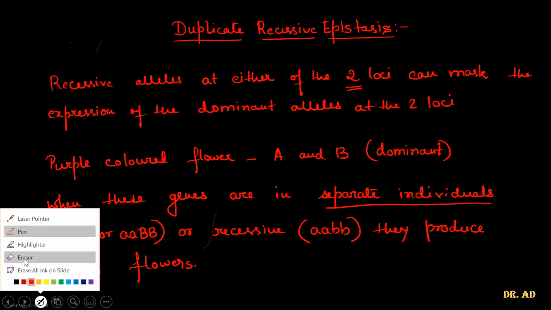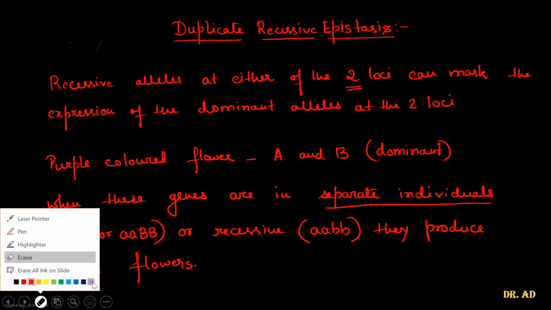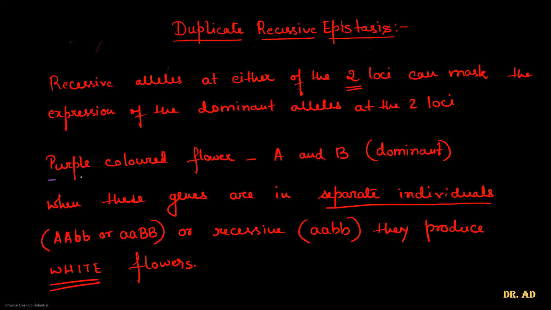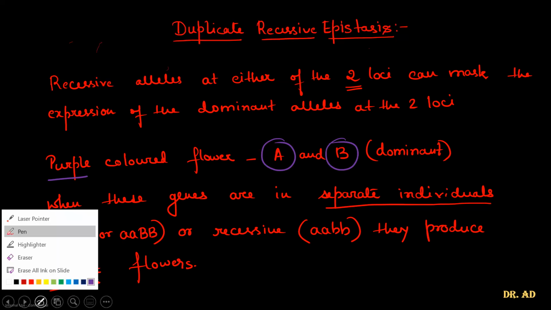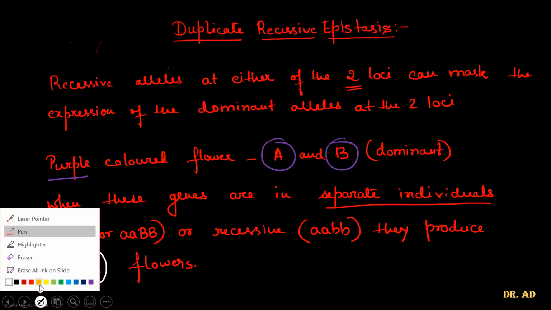So what did I say? Purple colored flowers are governed by two genes, A and B. These are dominant. When these very genes, that is capital A and capital B, are in separate individuals, that is, not together, or they are in recessive form, they produce white color. They are producing white colored flowers. Correct? Simple. Now next.